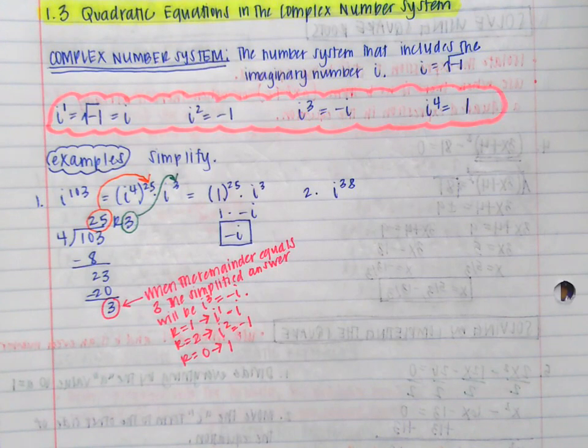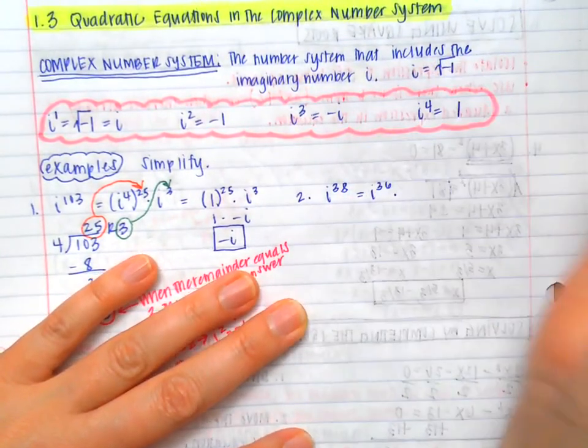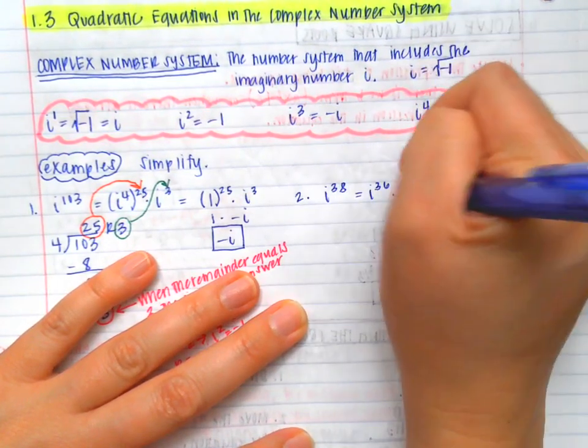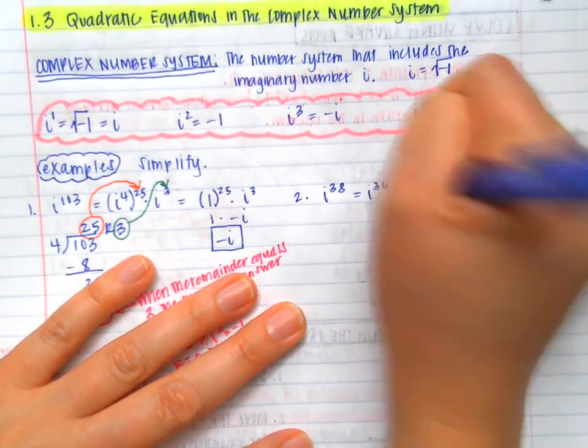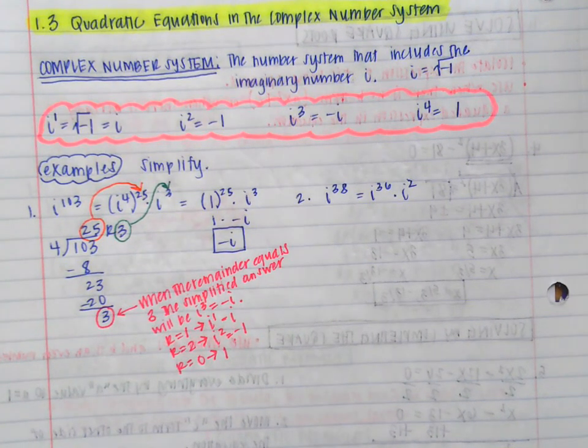So I think about what's the closest multiple of 4 that's less than 38. And the closest multiple of 4 that's less than 38 is 36. And I know every multiple of 4 is going to be equal to 1. Now, what's left to get me 38 is i squared. So let's make note of that. Any multiple of 4 will always equal 1.